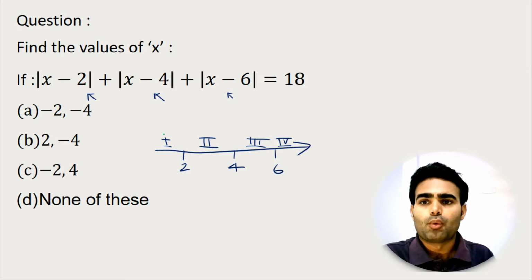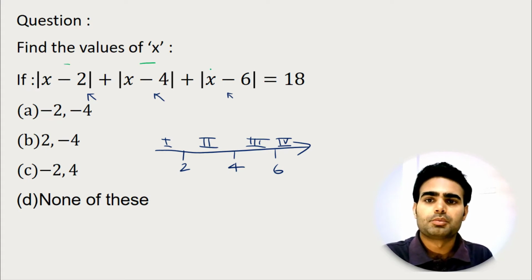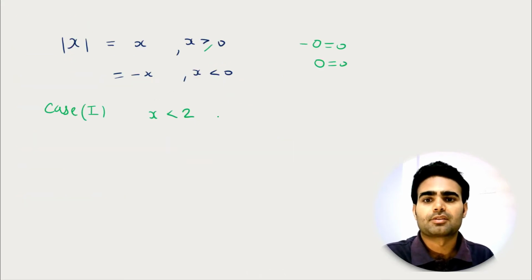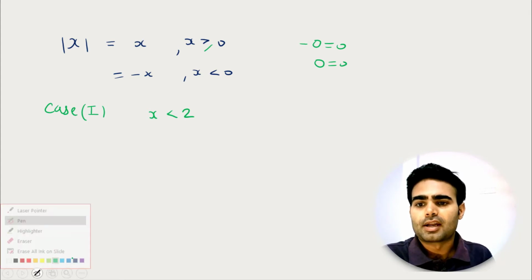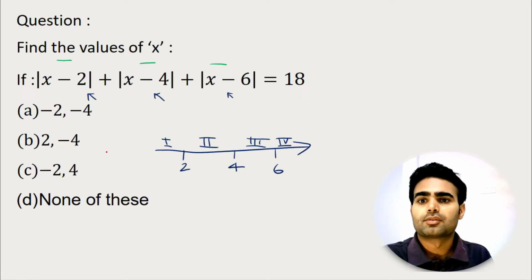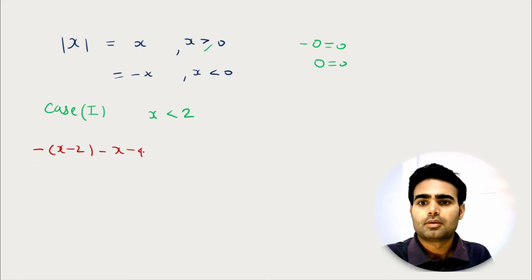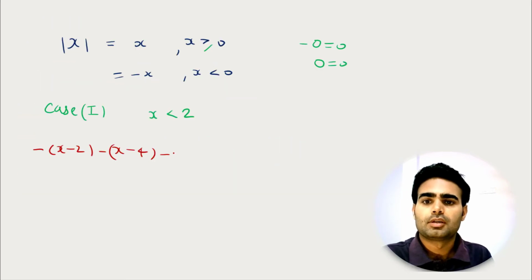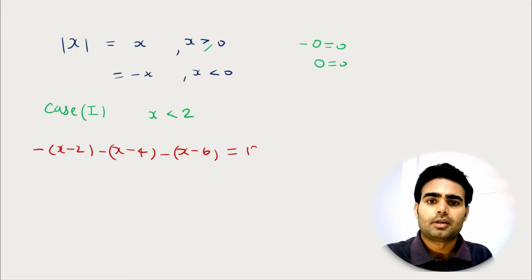In this scenario, what will happen with the mod? You can see the first mod will open with a minus sign, and the others will also open with a minus sign, because all of them will be negative when x is less than 2. So we have to open all of them with minus, minus, minus. I am writing this directly: minus of x minus 2, minus of x minus 4, and minus of x minus 6. We have to solve this and check the value.